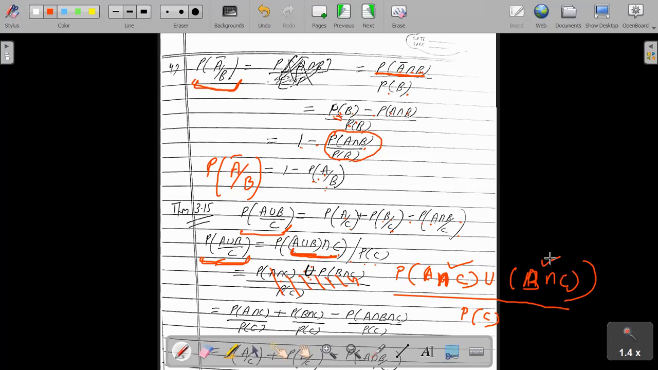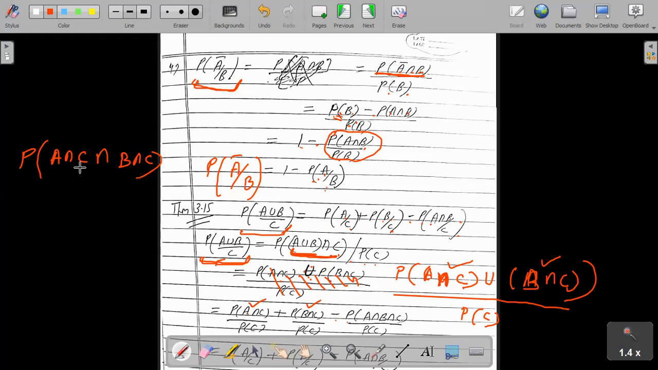Here we are not given that this union is disjoint. It can have something common. So we know the formula. Probability of A union B is what? Probability of A plus probability of B minus probability of A intersection B. So we apply the same formula here. So you see, the first set is A intersection C. So probability of A intersection C plus probability of B intersection C minus probability of, now what comes inside? Inside comes the first set intersection second set.